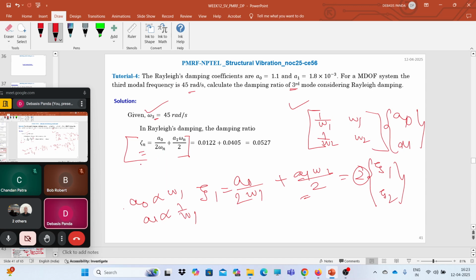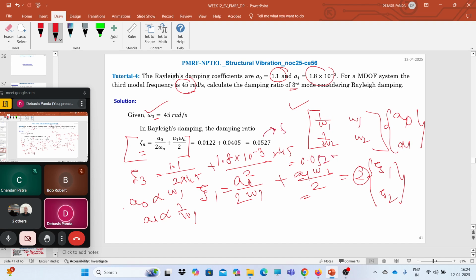Zeta n, you need to find zeta 3. So you have the value of a0 like 1.1 divided by 2 into omega 3, which is given as 45, plus a1 value given as 1.8 into 10 to the power minus 3 divided by 2 multiplied by 45, and you will find the value 0.0527. That means nearly 5%, 5.27%. Obviously this kind of question will come.